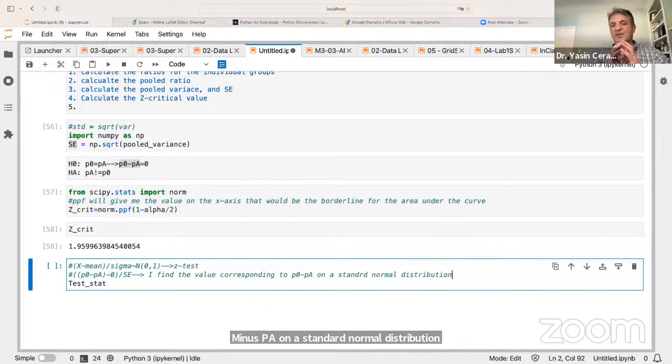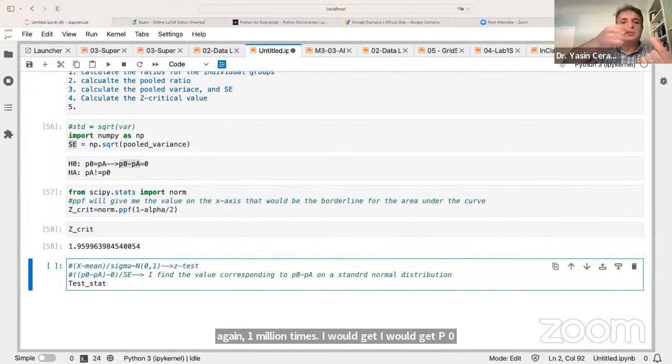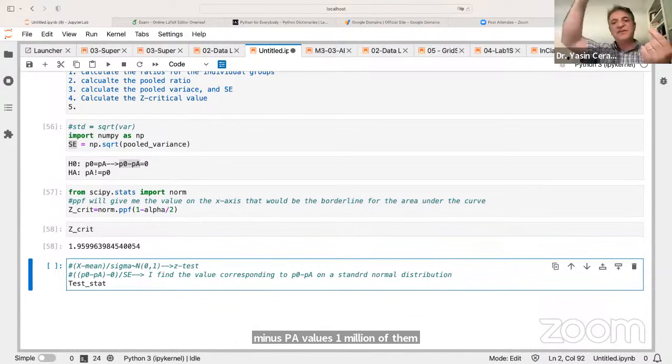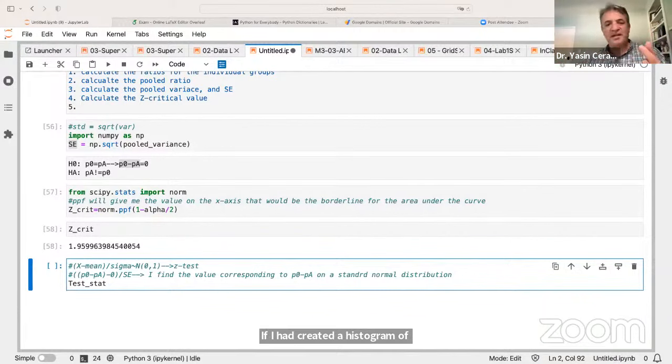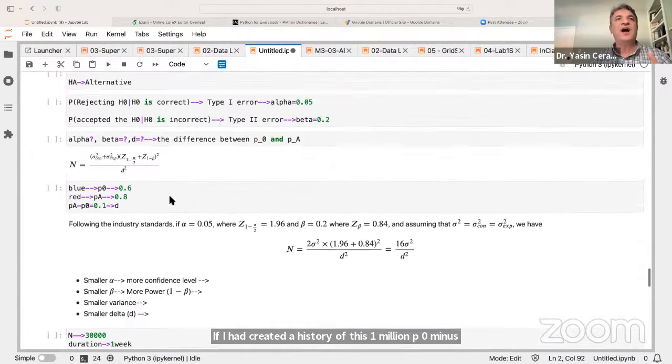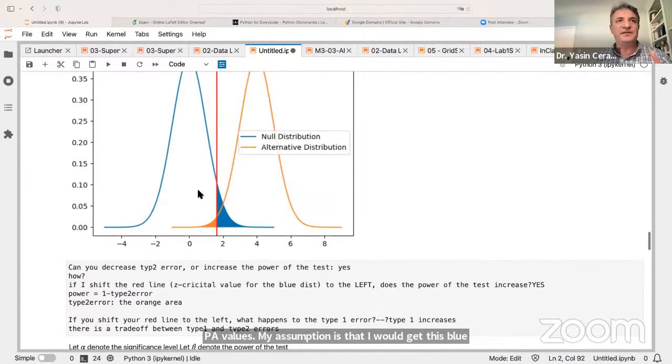Again, if I had repeated this experiment over and over again, 1 million times, I would get P0 minus PA values, 1 million of them. If I had created a histogram of these 1 million P0 minus PA values, my assumption is that I would get this blue line centered at 0. That is my assumption. That is my null hypothesis.